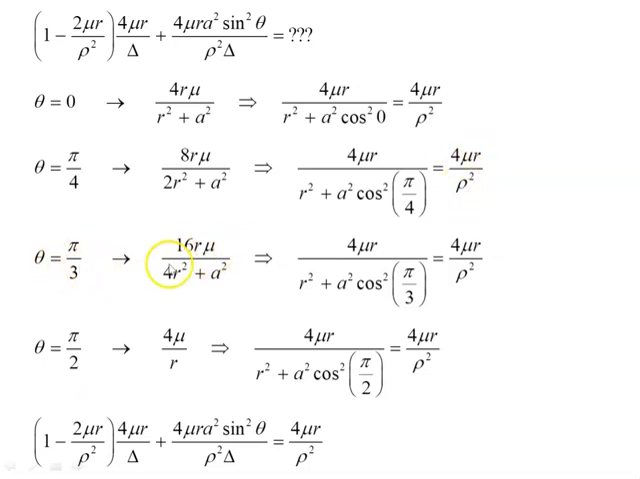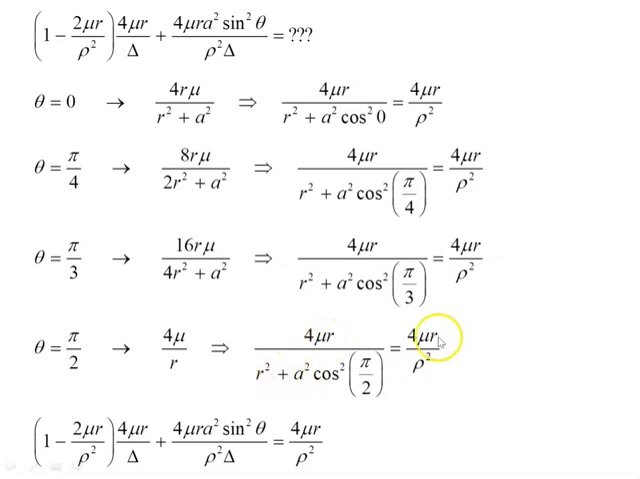Theta is pi on 3 gives us 16 r mu over 4 r squared plus a squared, which looks like this. So in other words, if I take 4 mu r over rho squared and put theta as pi on 3 in here, I just come back to this object. Theta is pi on 2. Right, we're now in the equatorial plane, which gives us 4 mu on r, which can be had from this, or mu on rho squared, for pi on 2 for theta, just becomes r squared.